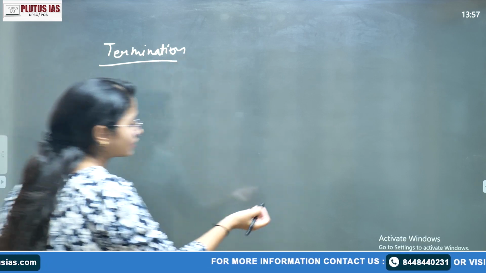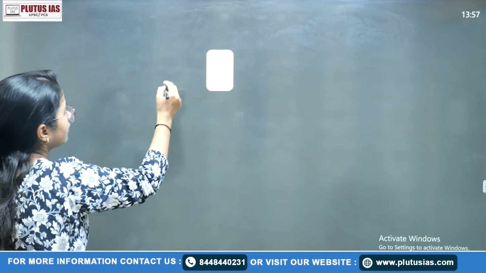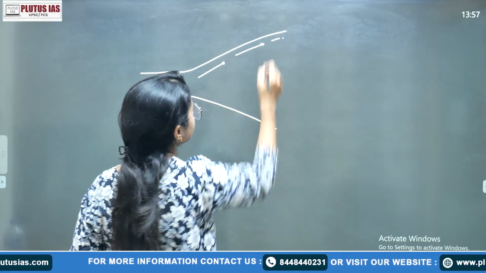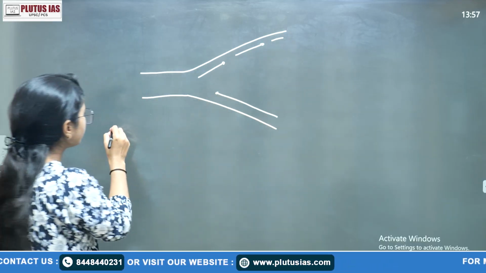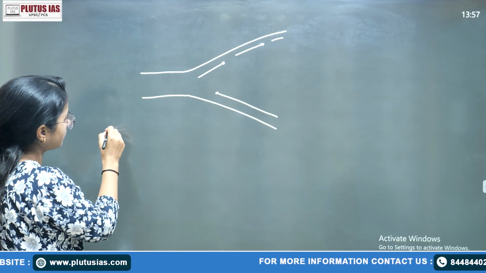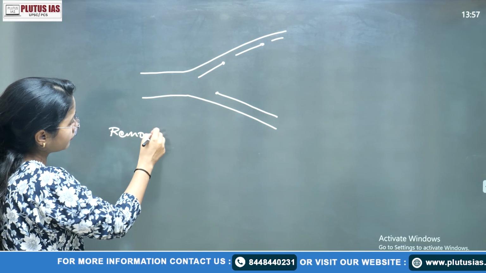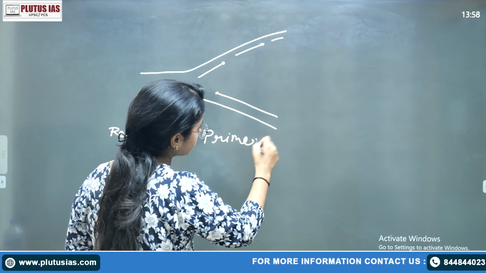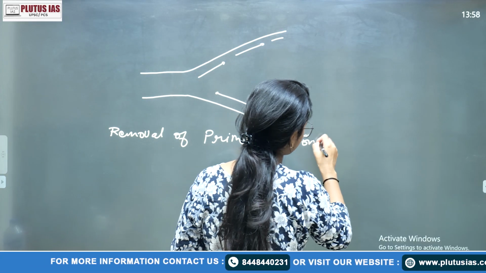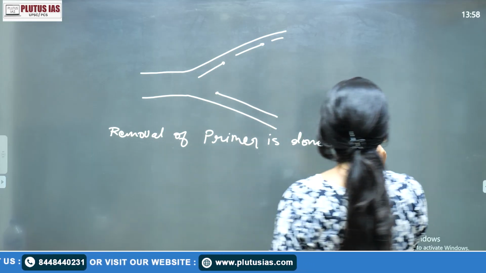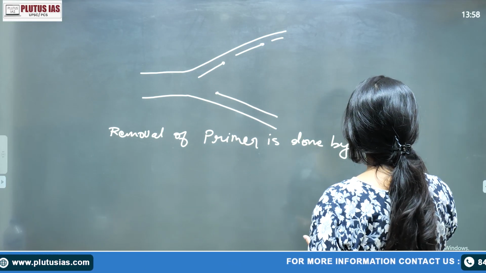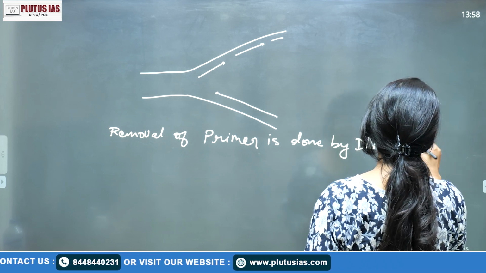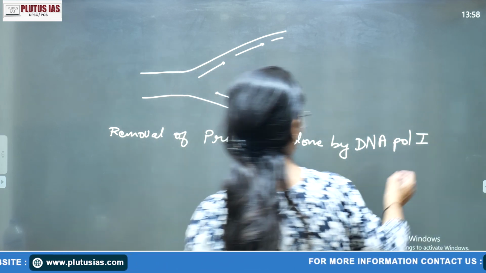Specifically in prokaryotes, the termination process is not even there yet. One strand is formed continuously while the other strand is formed in segments. Now here, the removal of the primer on the Okazaki fragments, the RNA primer, is done by DNA polymerase first.